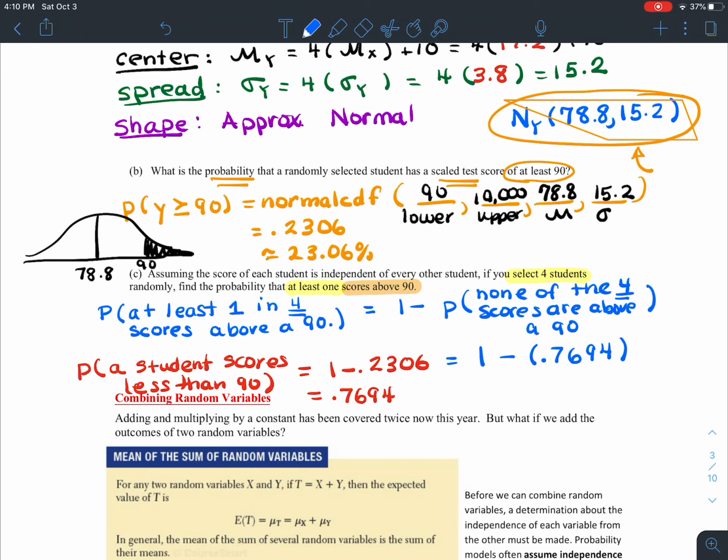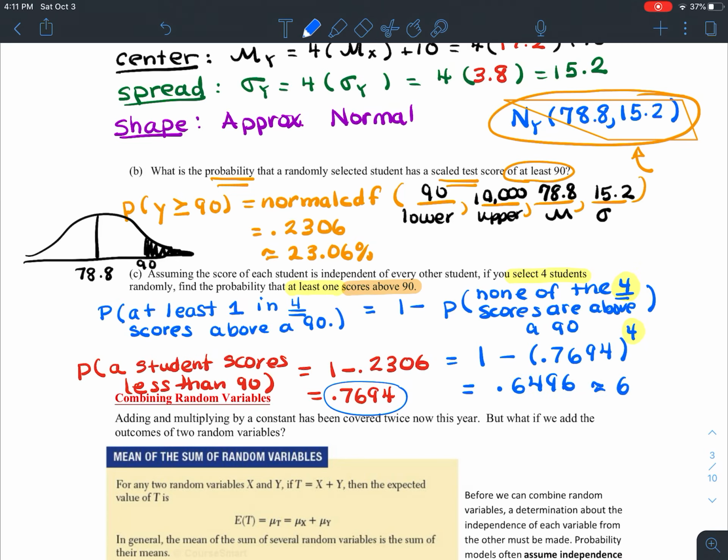So what I'm wanting to fill in over here is going to be 1 minus, I'm going to fill in the odds of one student not getting above a 90. That's what this means. One student not getting above a 90. But remember, there are 4 students. So we're talking about 4. I need to make my exponent here a 4. So we're saying 1 minus the probability that none of all 4 of them score above a 90.